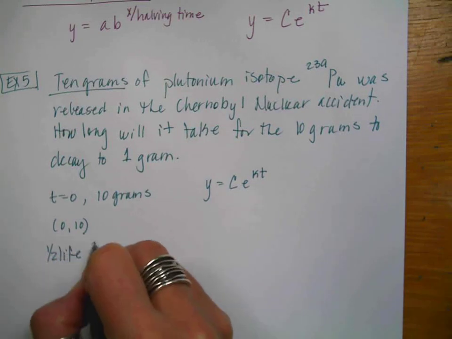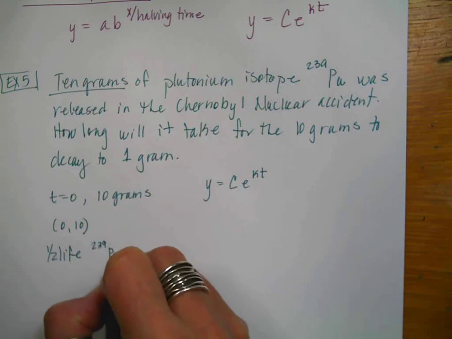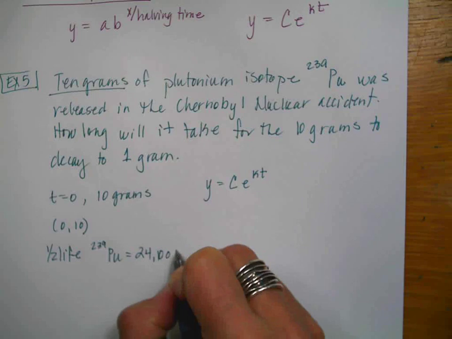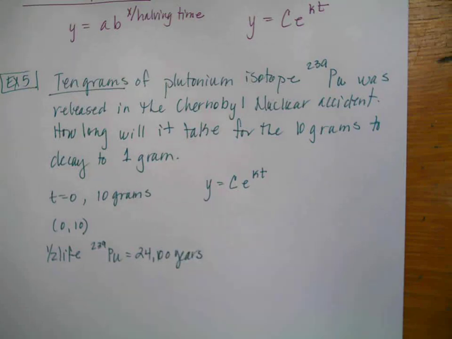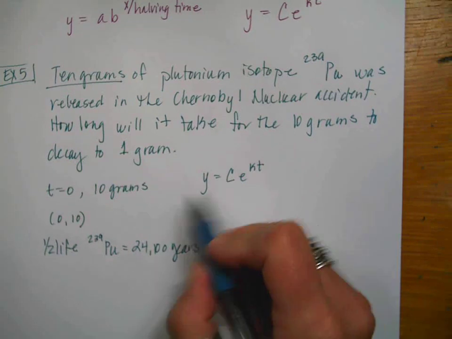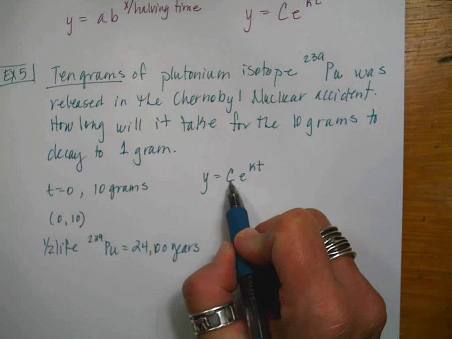Oh, I also am going to tell you that the half-life of plutonium-239 is going to be 24,100 years. And the book acted like we're supposed to know that number. I don't know that number, so I'm just going to give you that number.